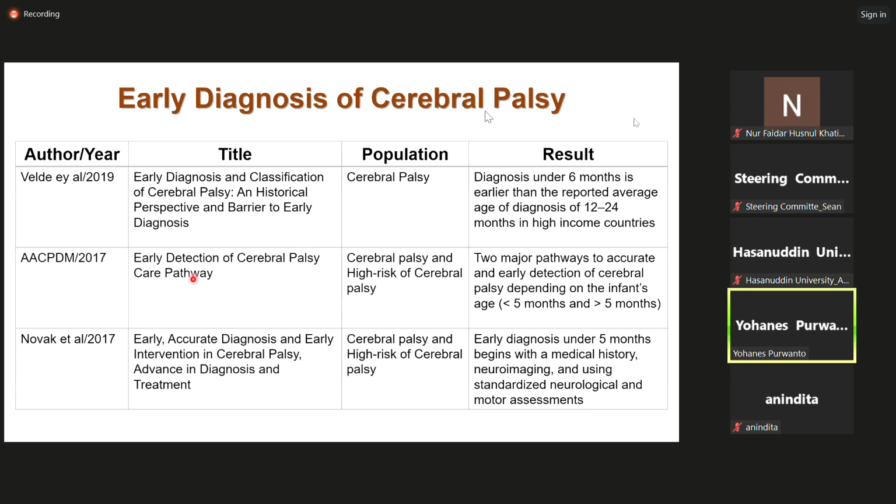This is some study of the early diagnosis of cerebral palsy. The most remarkable is that now the diagnosis of cerebral palsy can be accurate in under 5 months. So under 5 months, early diagnosis begins with medical history, neuroimaging, and using standardized neurological and motor assessment. So I think it is good news for us that we are able to make an early diagnosis of cerebral palsy.